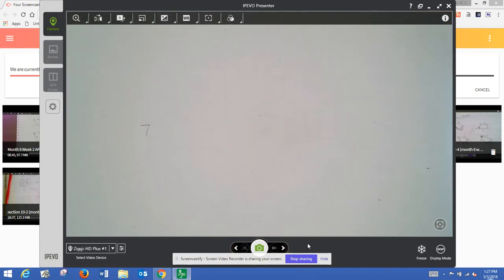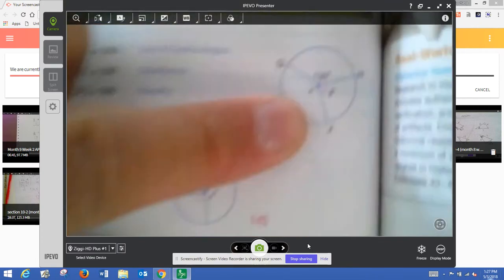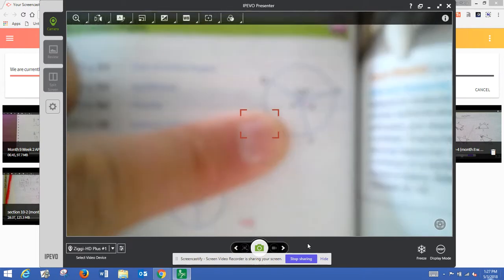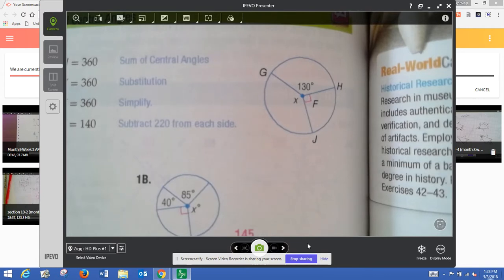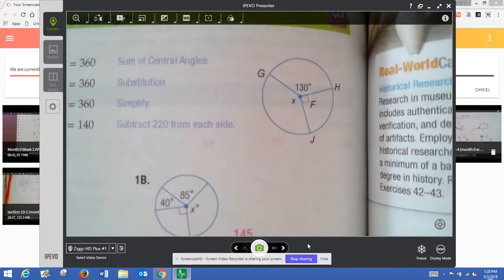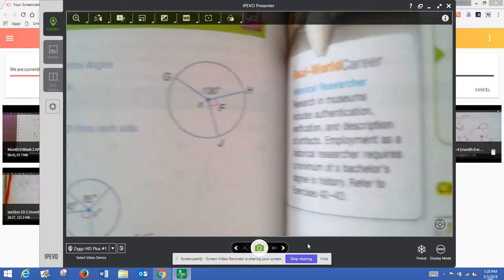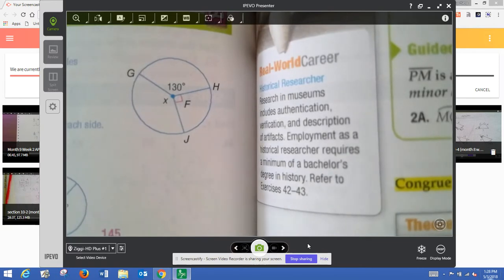If I gave you this angle here, could you tell me what x would be? You could do a little bit of math on your paper if you want. What would x be? 140. That's also right there. Just about. Because 220 subtracted from 360.